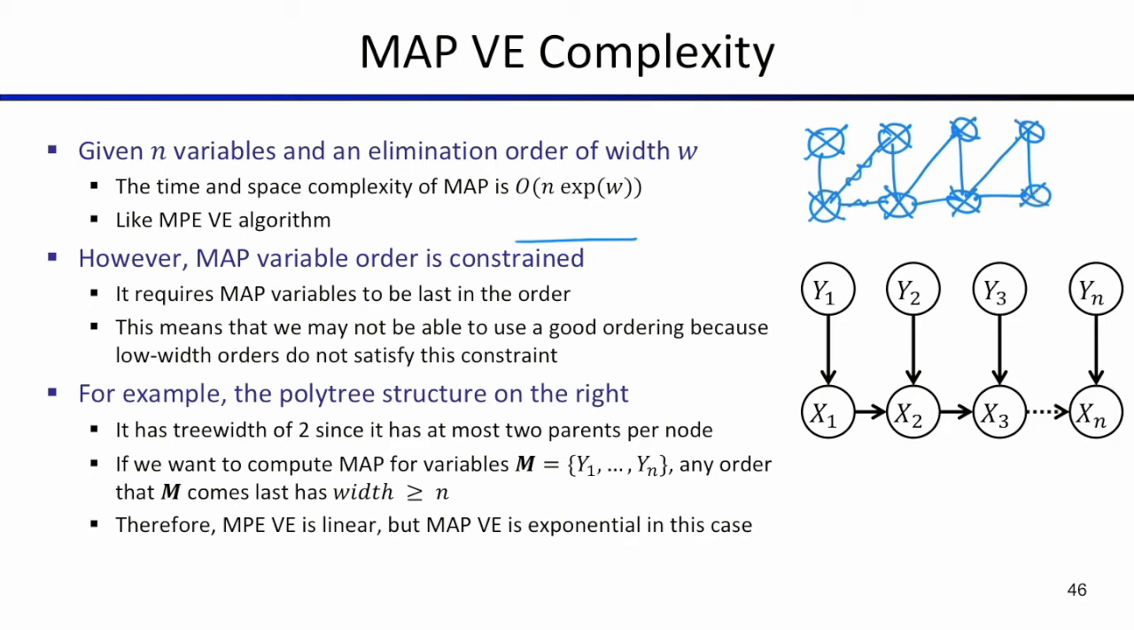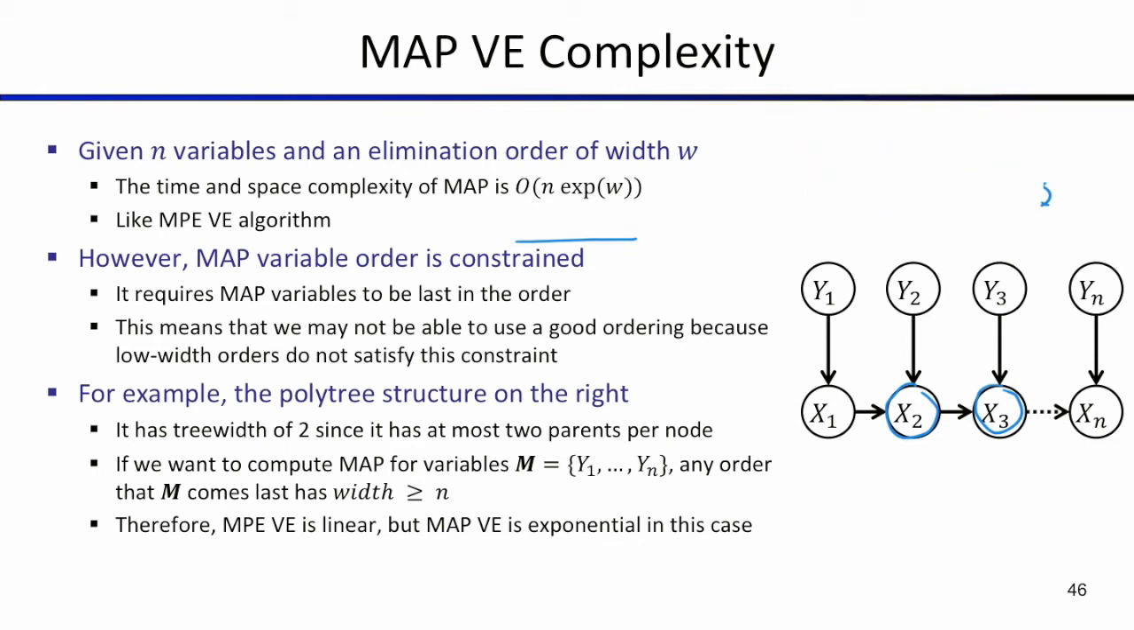And because this is a poly tree, and because the maximum number of parents is 2 for these nodes here, they have 2 parents, we know that the tree width is going to be 2. So we can find a very simple elimination order with width 2, right? But let's suppose that we are computing a MAP query, and our MAP variables are the y1, y2, and so on. So what would happen in this case?